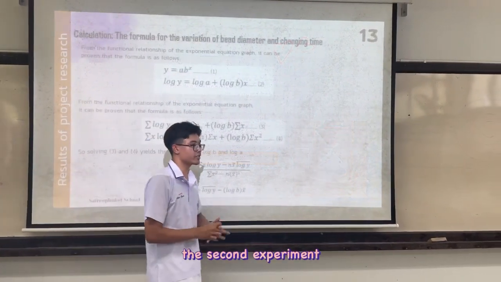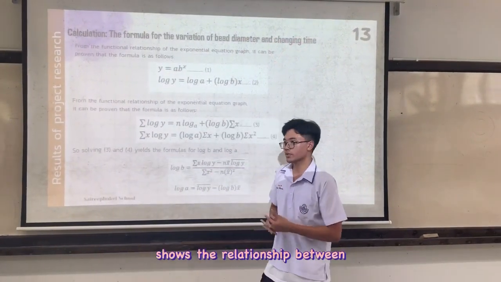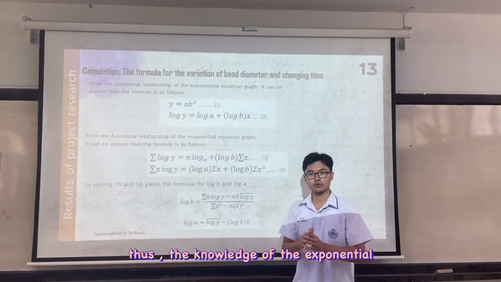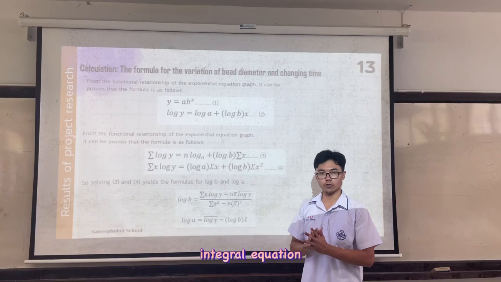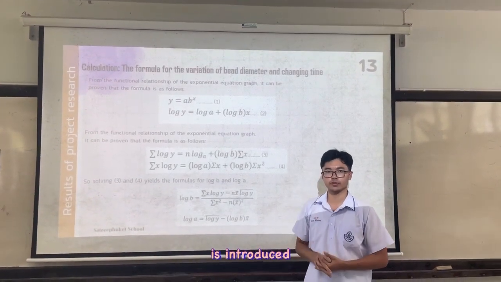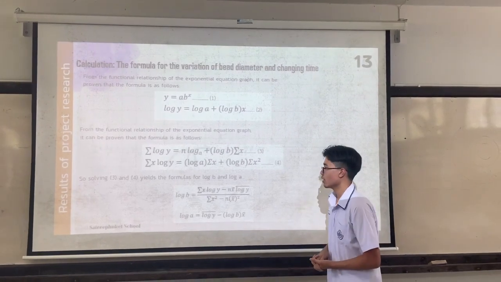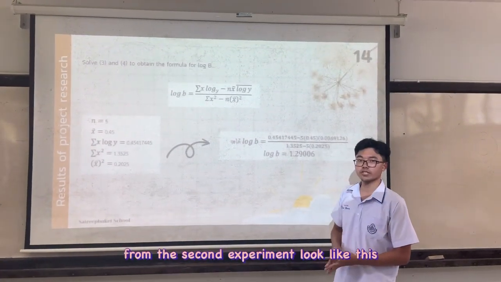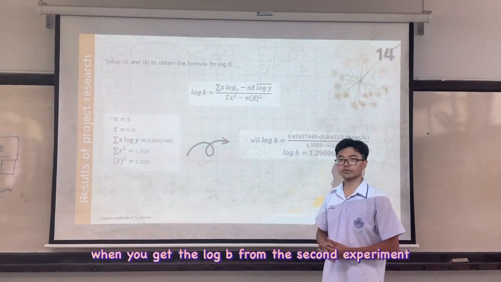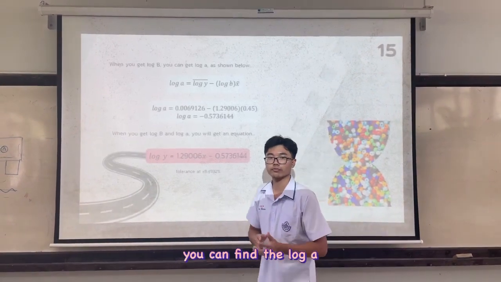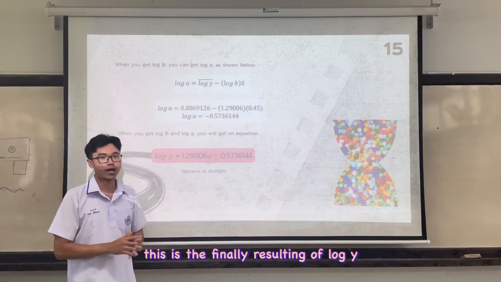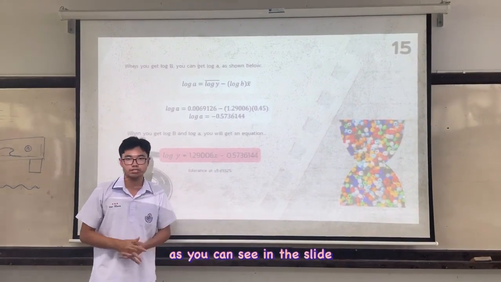And next, the second experiment shows the relationship between the diameter of the beads and the changing time. We use the knowledge of exponential equations, and the functions of log A and log B equations are introduced. Once you calculate the log B from the second experiment, it looks like this. When you get the log B from the second experiment, you can find the log A. And this is the final resulting log Y and tolerance as follows, as you can see in the slide.